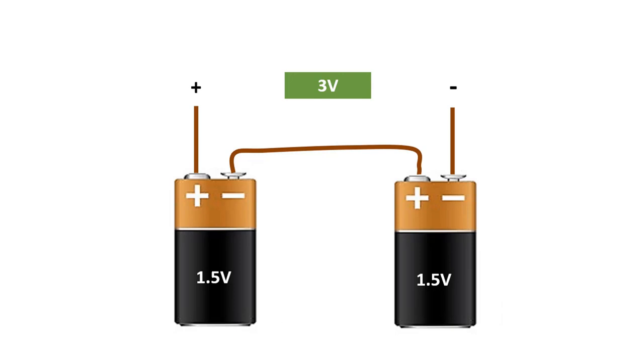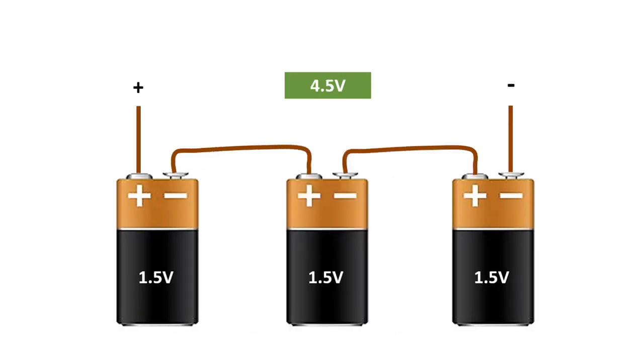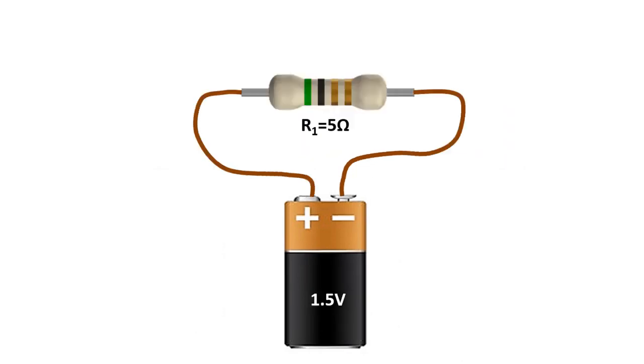When we connect two 1.5 volt batteries in series, we get 3 volts. And when we connect 3 batteries in series, we get 4.5 volts. Now let's look at how to find the voltage in series-connected circuits. If there is only one resistor in the circuit, the voltage across this resistor will be equal to the source voltage. The voltage across this resistor will be 1.5 volts.